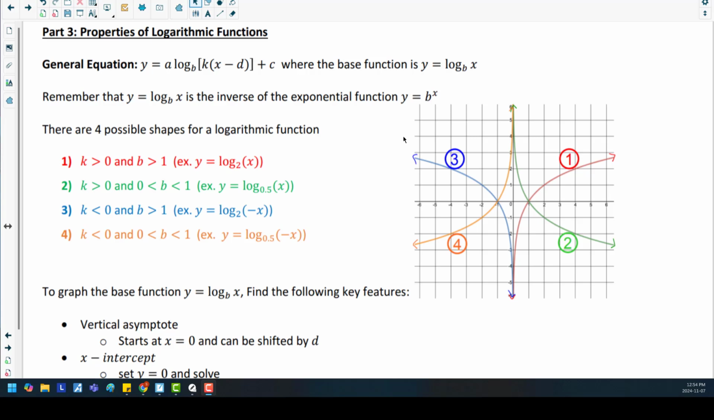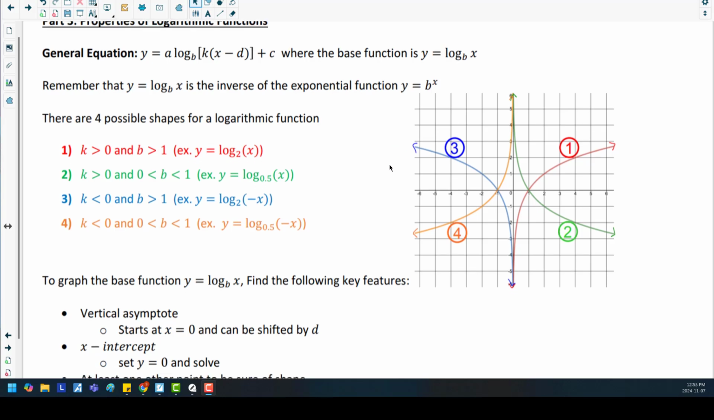One thing you'll notice is that when it comes to log functions, there are no horizontal asymptotes, but there are vertical asymptotes. That's because in our exponential function, we had horizontal asymptotes. And it's kind of like you could say the opposite when it comes to inverse functions. So instead of horizontal asymptotes, logarithmic functions have vertical asymptotes.